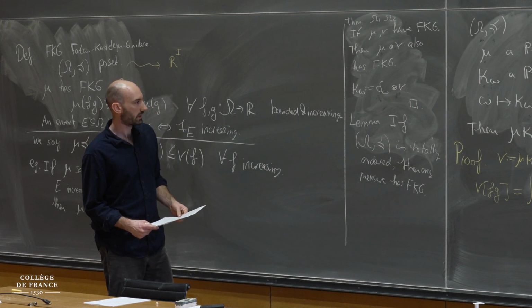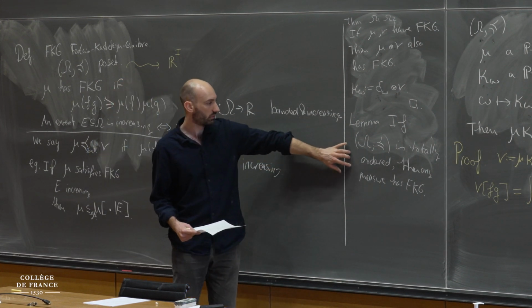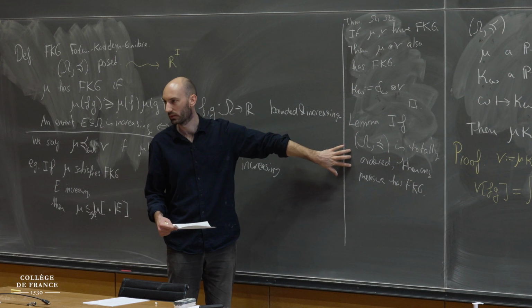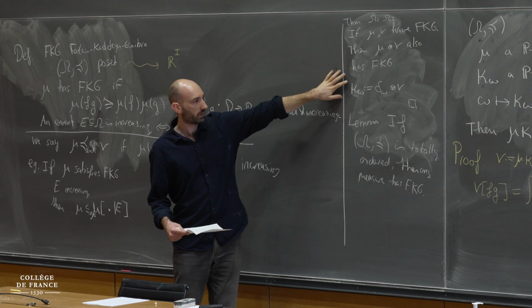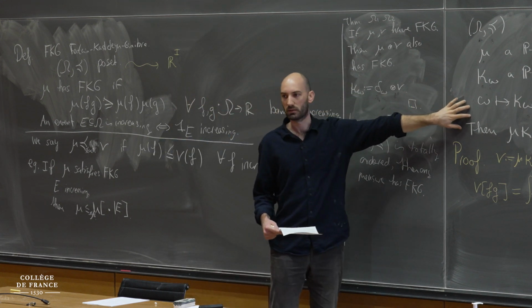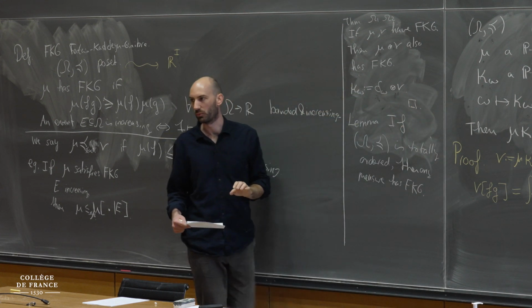Okay, so for the Harris inequality, we're just using two inputs, namely for totally ordered, it's trivial, and then we have this product rule. But this product rule is actually a corollary of this more general tower property.